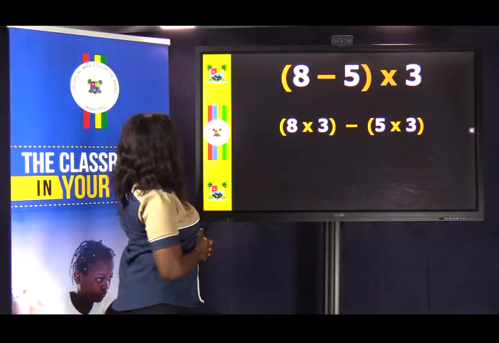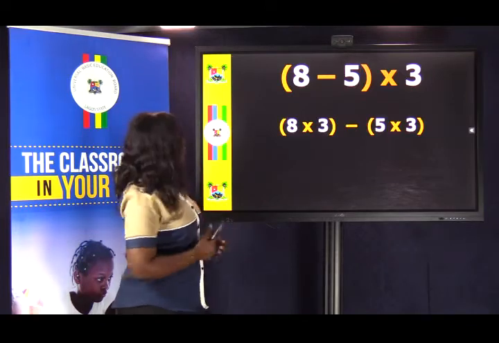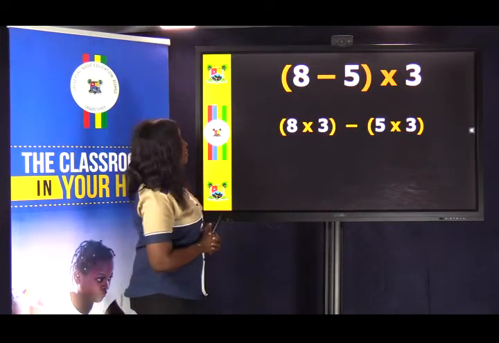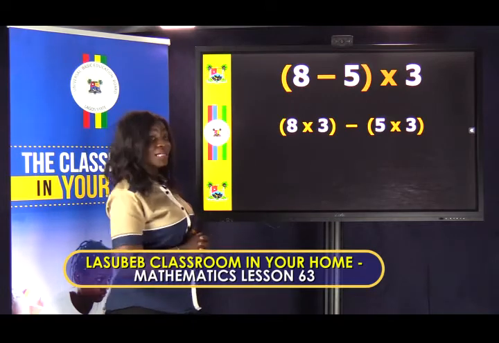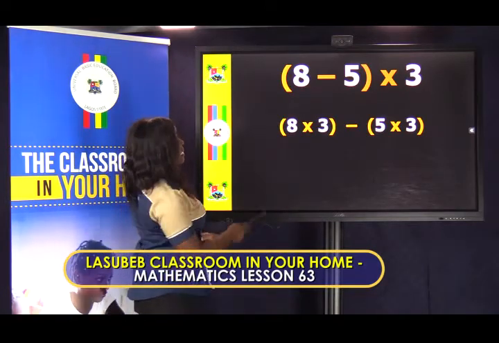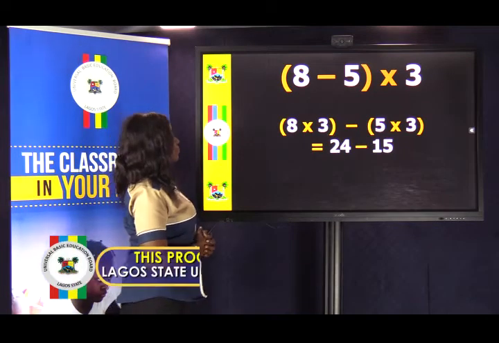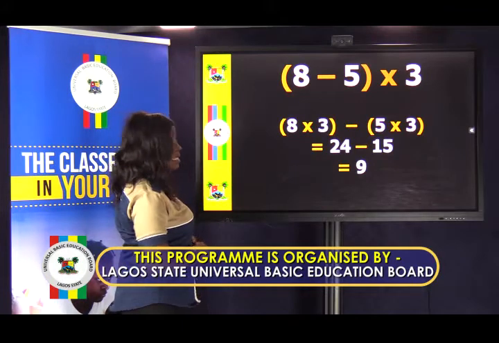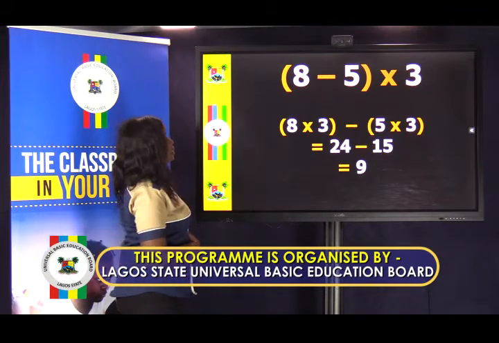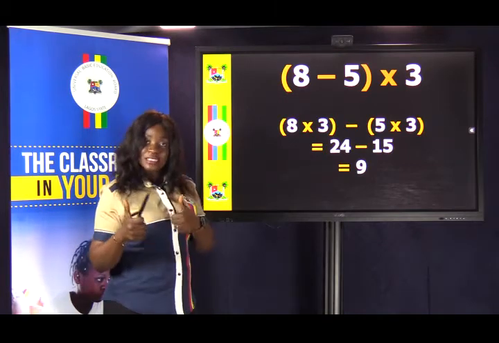What does 8 times 3 mean? You draw 3 circles or 3 strokes in 8 places. So when you count everything together, or from the knowledge of your multiplication table, 8 times 3 is 24, and 5 times 3 is 15. 24 take away 15 is 9. I'm sure you got that correctly because you are smart.